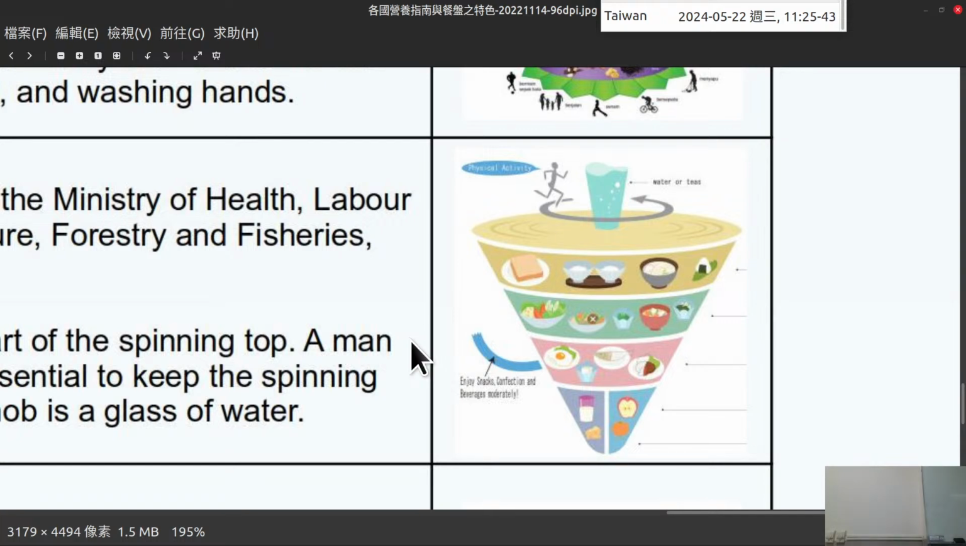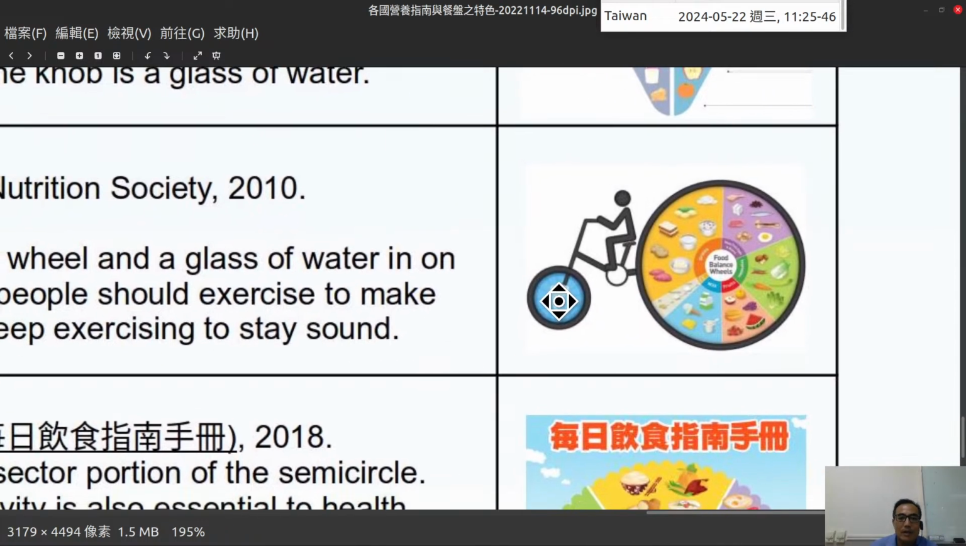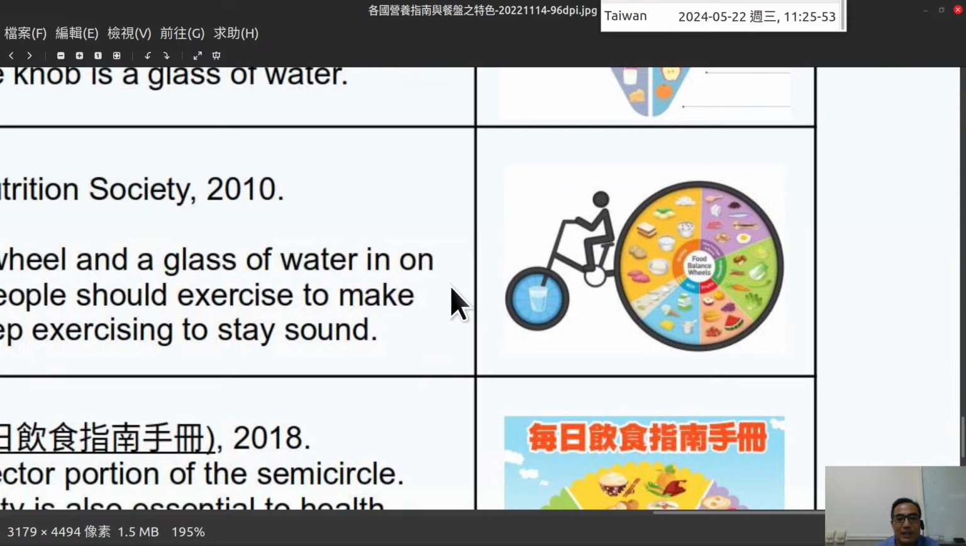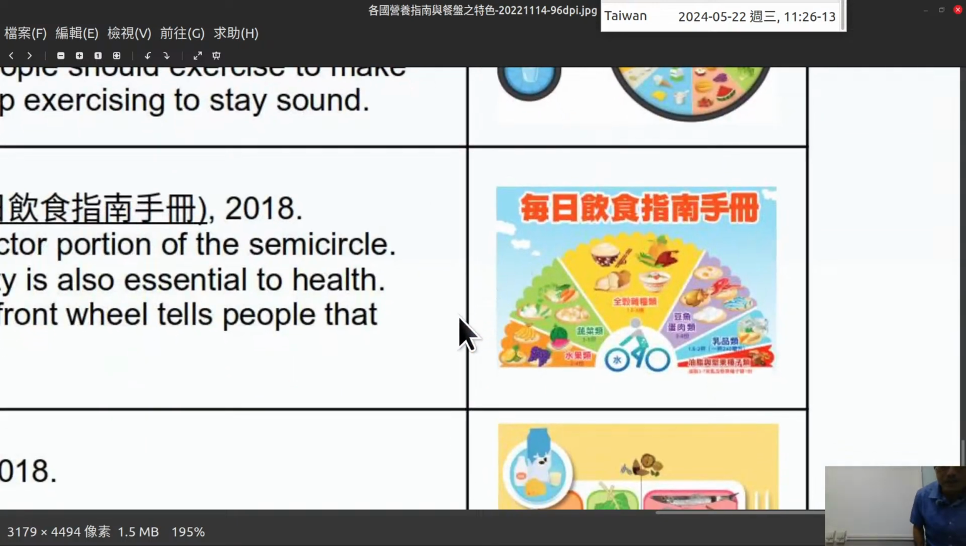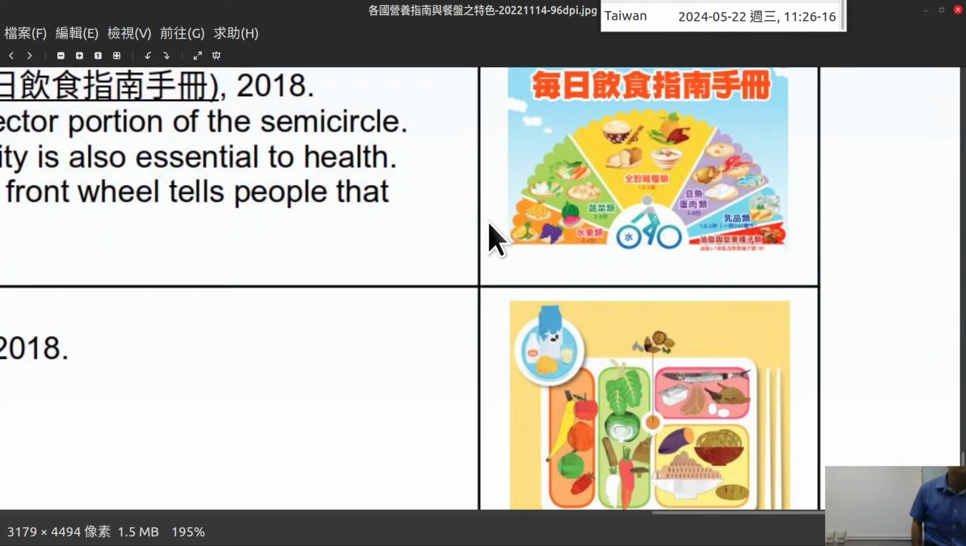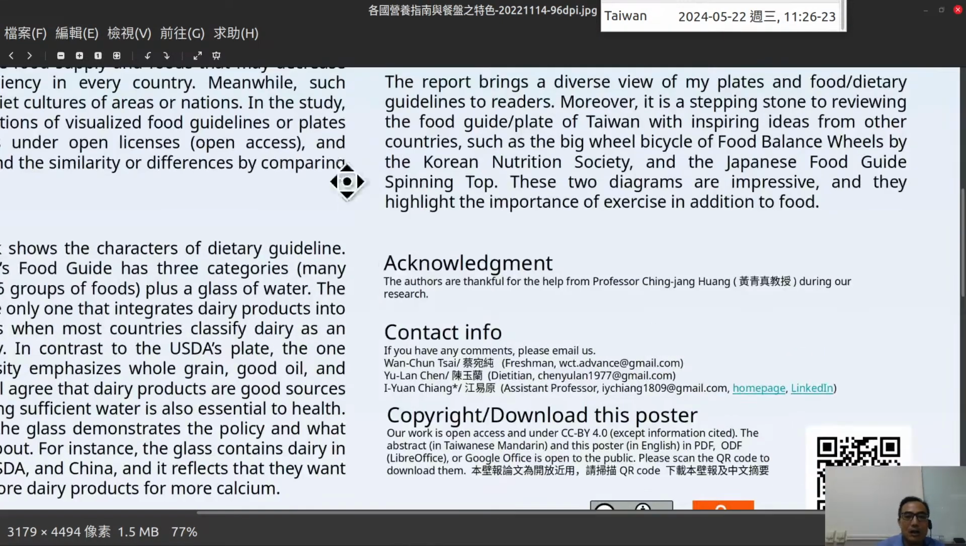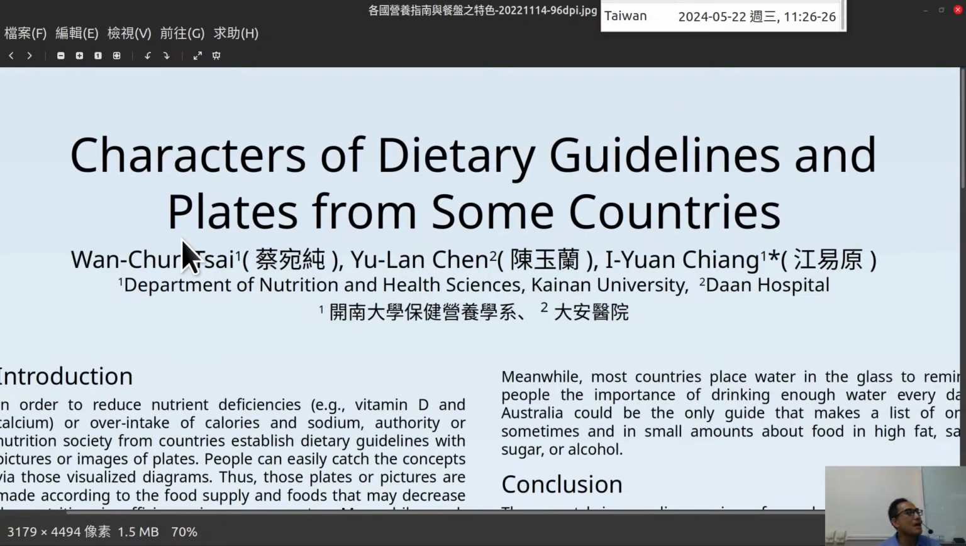Okay, and then this one is from the Korean Nutrition Society, and it's a very healthy image because a person is riding a bicycle. The front wheel is a glass of water. The rear wheel is the big food wheel, the big wheel. And this one was created by the Taiwan government. Okay, so what do we want to say? What I want to say is that students can do a comparison of this and publish the results at an annual meeting. Let me show two next.